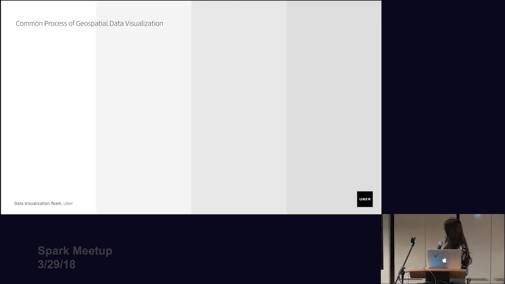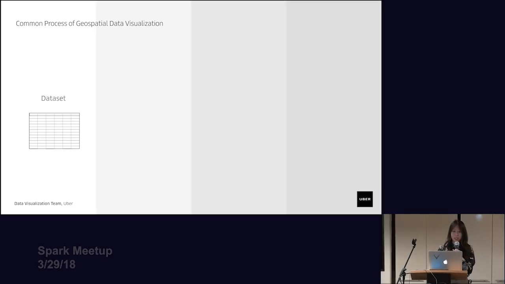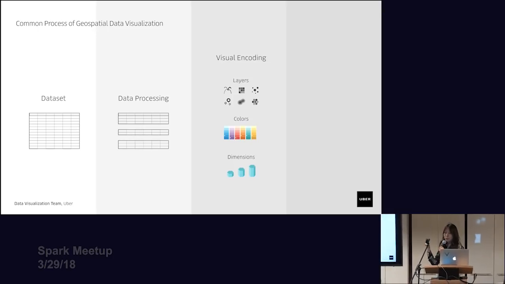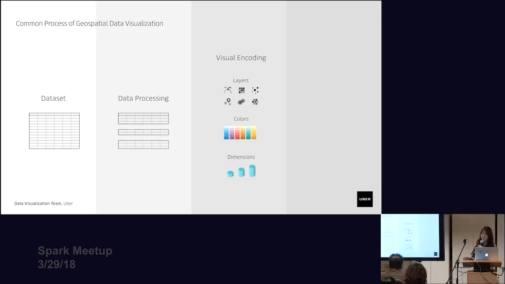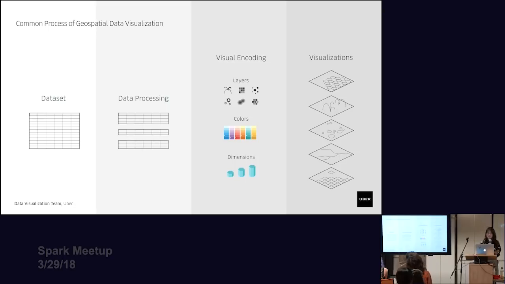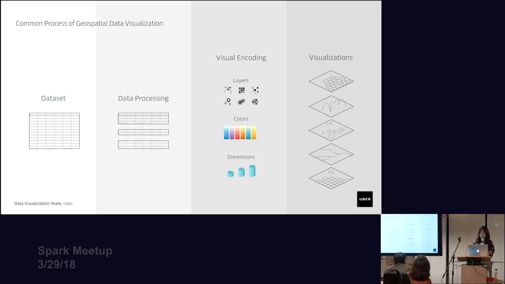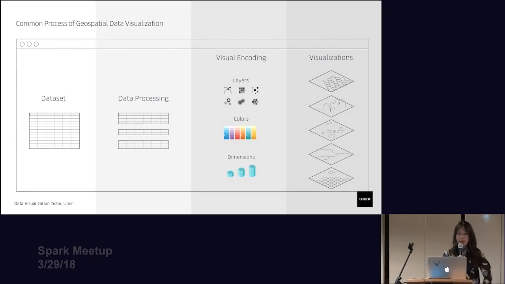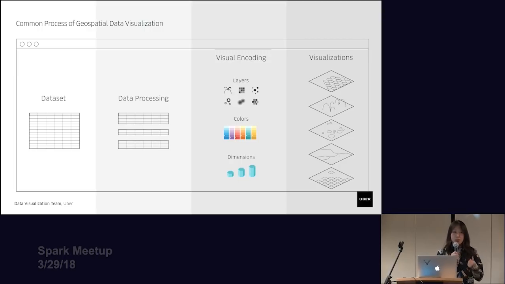Okay. So this is the common process of geospatial visualization, where we get a bunch of data sets, we start processing them in Python or Node, and then we apply all these different visualization encoding skills, where we choose different visualization layers, we choose colors, we apply scales, we choose different dimensions, and then in the end, we're able to get a set of different visualizations by going through the steps over and over again. The whole Uber Pool visualization probably took me 2 weeks of time.